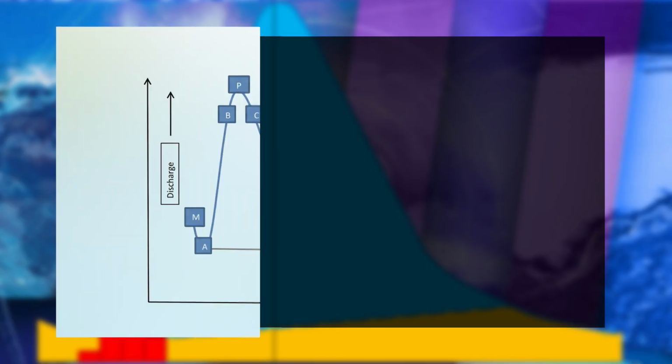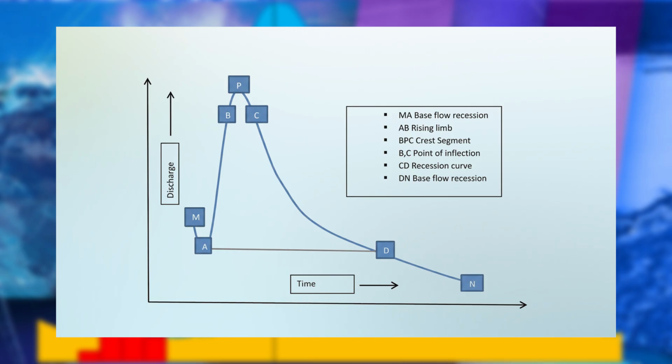The duration and shape of the limb are primarily controlled by watershed characteristics like soil porosity, bedrock permeability and subsurface storage capacity rather than storm rainfall pattern. Prolonged recession signals substantial groundwater reserves, as in a sandy aquifer. The falling limb, also referred to as the recession curve, extends from the second inflection point of the crest segment to point D, which marks the beginning of natural groundwater flow.